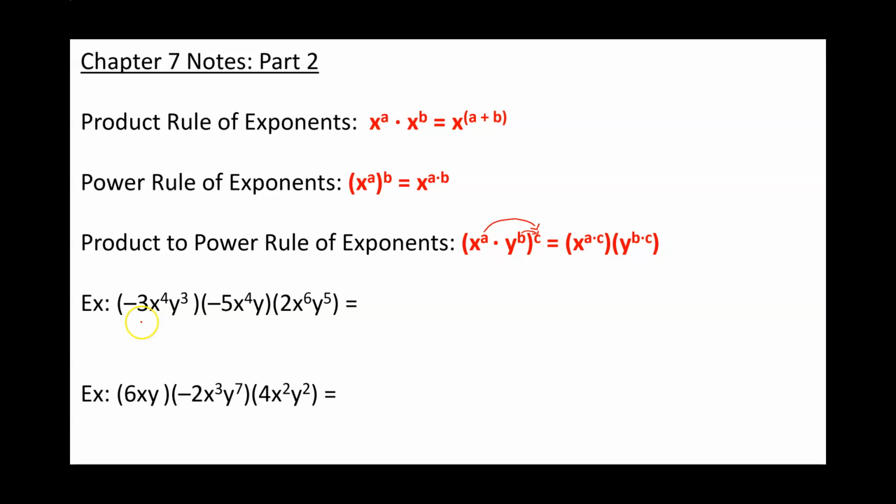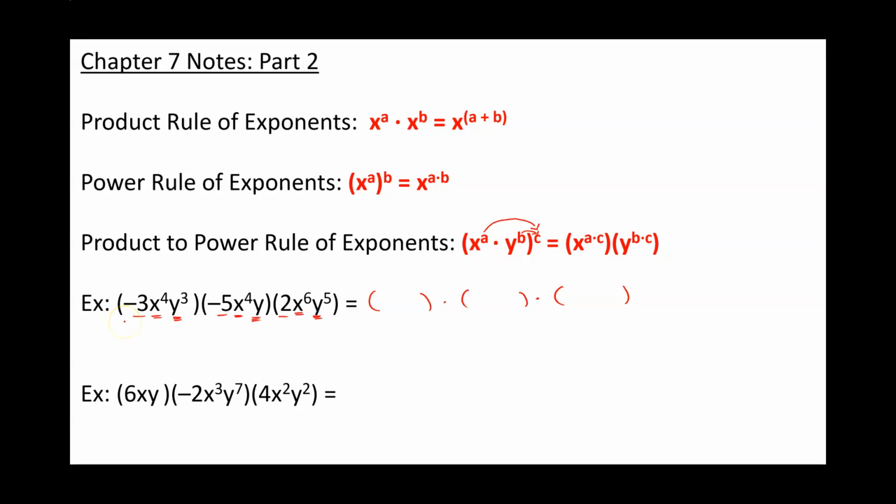First example, what I would recommend is creating three different parentheses, one for the numbers, one for the x's, and one for the y's. We have three different terms. We have the numbers, we have the x's, and we have the y's. So create one parentheses for the numbers, one for the x's, and then one for the y's.